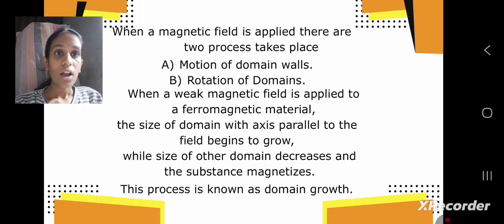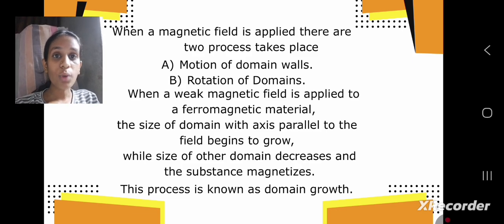Next, when a magnetic field is applied, two processes take place: the motion of the domain walls and the rotation of the domains. The first one is the motion of the domain walls. When a weak magnetic field is applied to a ferromagnetic material, the size of the domain with axis parallel to the field begins to grow, while the size of the other domains decreases, and the substance is magnetized.